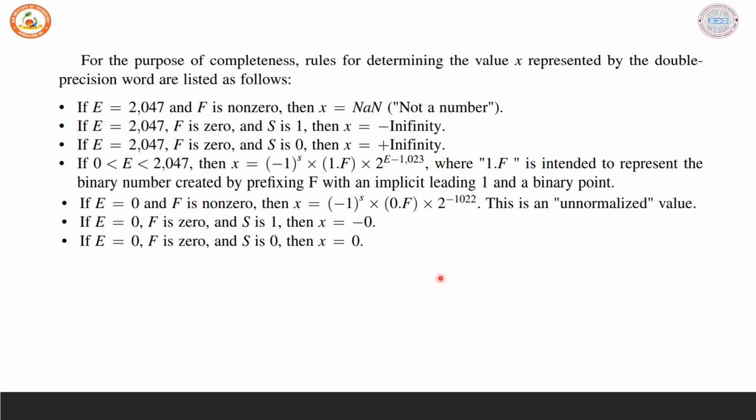Now, similar to the single precision case, here also we have certain exceptions and rules which are used to represent the numbers. We have rules for not a number, negative infinity, positive infinity, how to calculate the value and what range should be the exponent, and the numbers which are unnormalized and representations of minus 0 and plus 0 respectively.